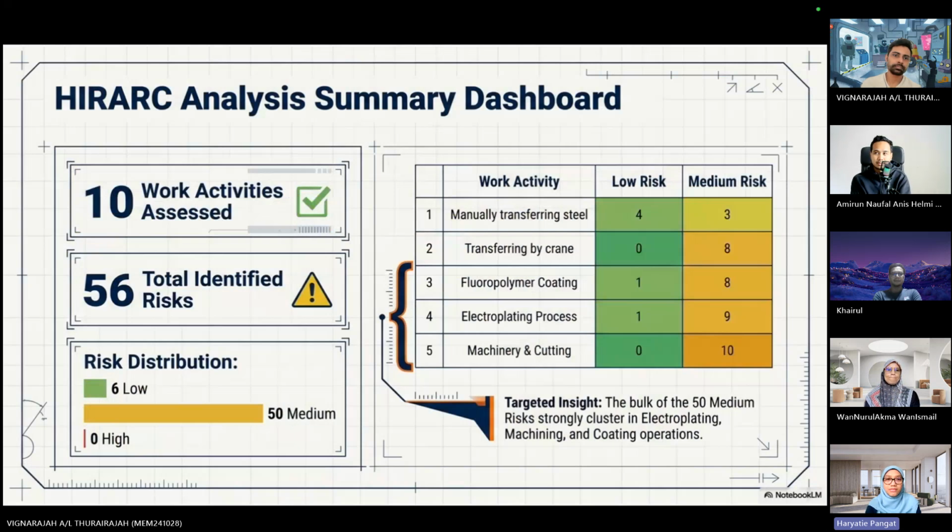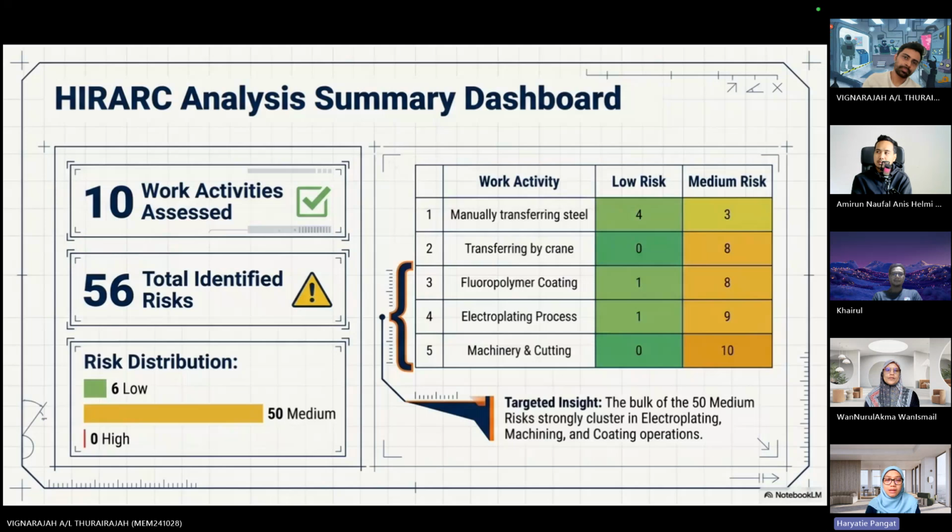A total of 10 work activities were assessed, resulting in the identification of 56 hazards and risks. From the risk assessment, 6 risks were classified as low risk and 50 risks were classified as medium risk. No high risk activities were identified. This indicates that all the identified hazards can be managed through the existing controls and additional mitigation measures.